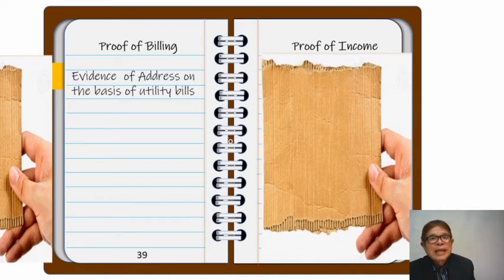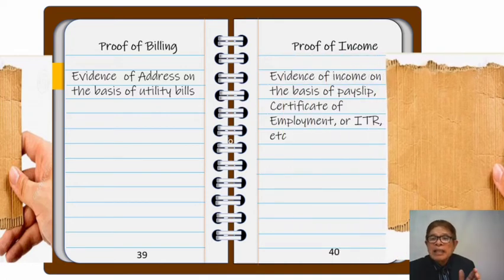What is proof of income? Proof of income is evidence of income on the basis of payslip, certificate of employment, or ITR, income tax return, etc. Proof of income is the most common, and it is usually a payslip, and it must be original. If it is a certificate of employment or job contract, the compensation must be indicated.